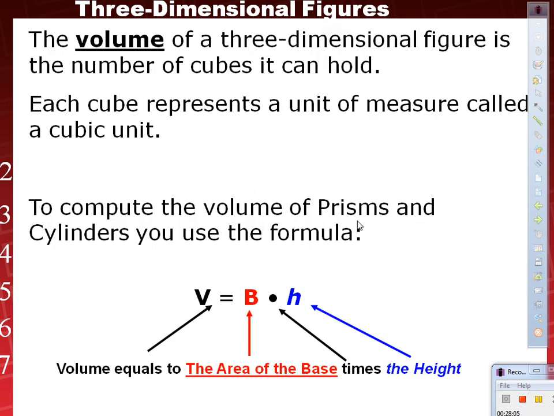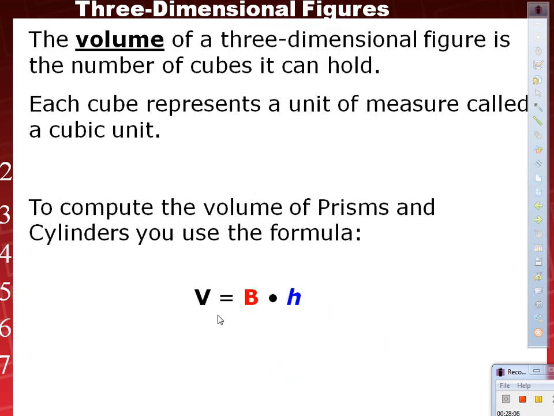What I want to get to is this formula. Copy this one, please. V equals capital B times H. V equals capital B times H. We just need to fix that one. Okay, thank you.